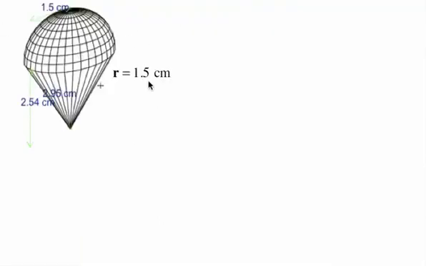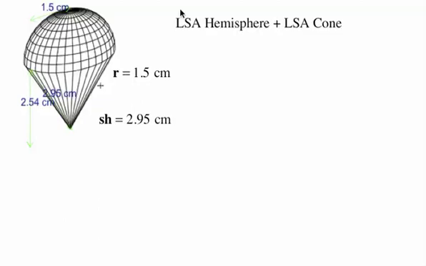Okay, so then back into our calculations. The radius is 1.5 centimeters and the slant height is 2.95 centimeters. Not 2.5, not 2.96, let me fix that. Okay, and we're looking at the lateral surface area. We're looking at the rounded bits up here. So it's the lateral surface area of a hemisphere, and we're looking at this part down here, which is the lateral surface area of a cone.